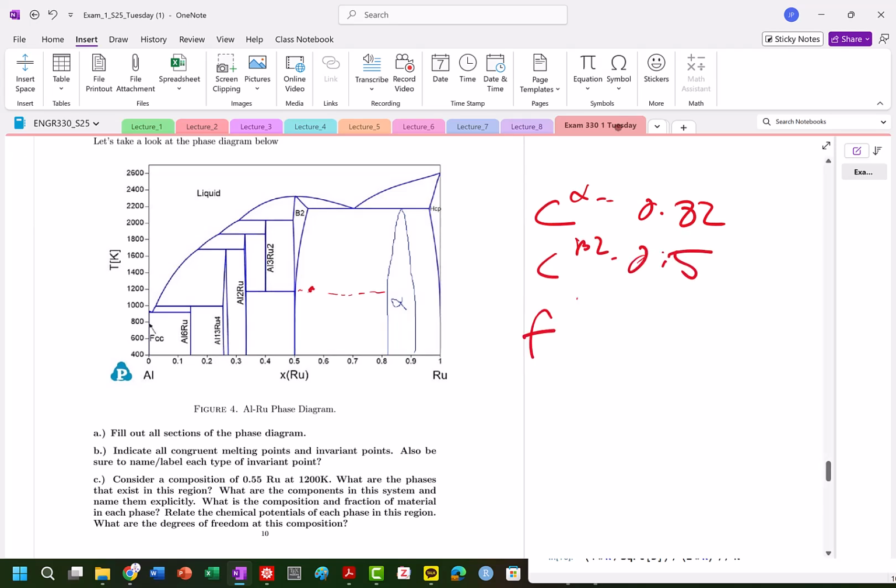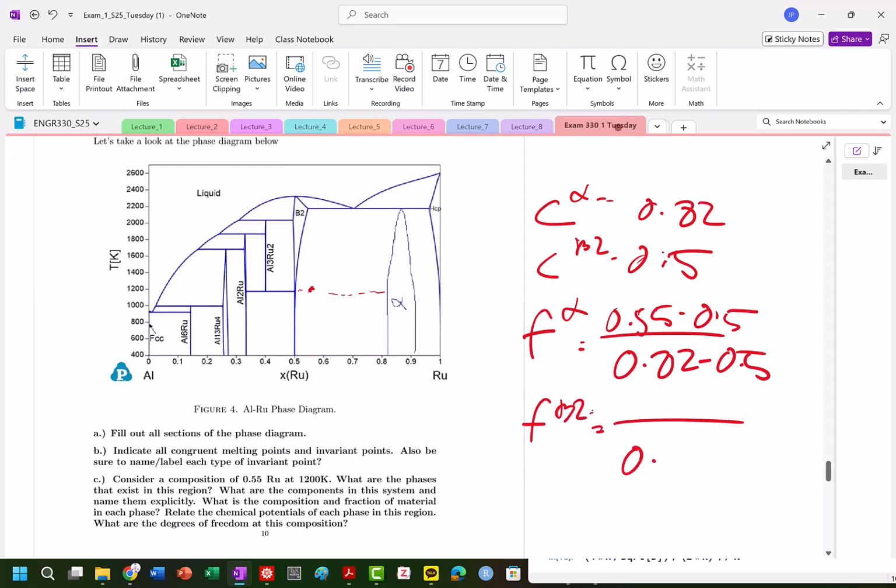So my fraction of alpha is going to be equal to 0.55 minus 0.5 over 0.82 minus 0.5, because I run away from alpha. My fraction of B2 is going to be larger, since we're closer on the other side. We're going to run opposite: 0.82 minus 0.55 over 0.82 minus 0.5. Those are the fractions, phases, components.